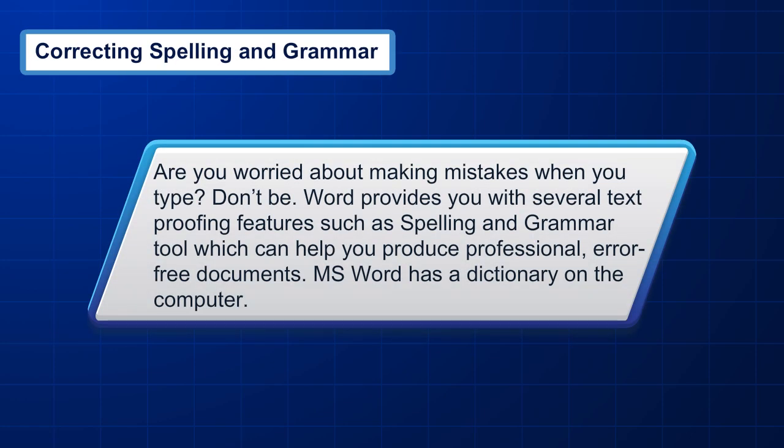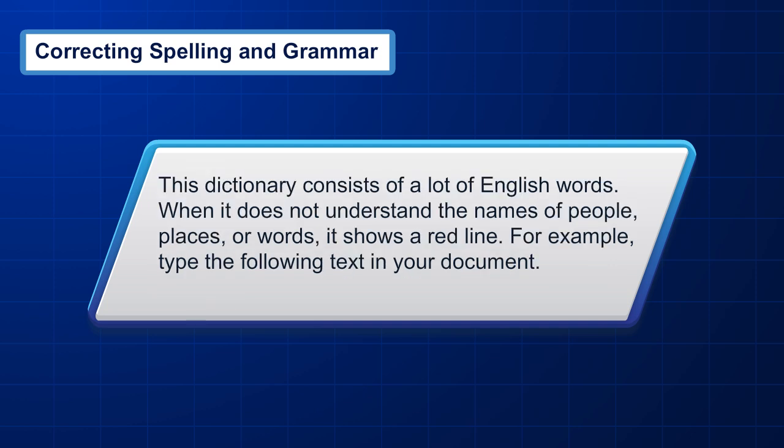Correcting spelling and grammar. Are you worried about making mistakes when you type? Don't be. Word provides you with several text proofing features, such as the spelling and grammar tool, which can help you produce professional error-free documents. MS Word has a dictionary on the computer. This dictionary consists of a lot of English words. When it does not understand the names of people, places, or words, it shows a red line.